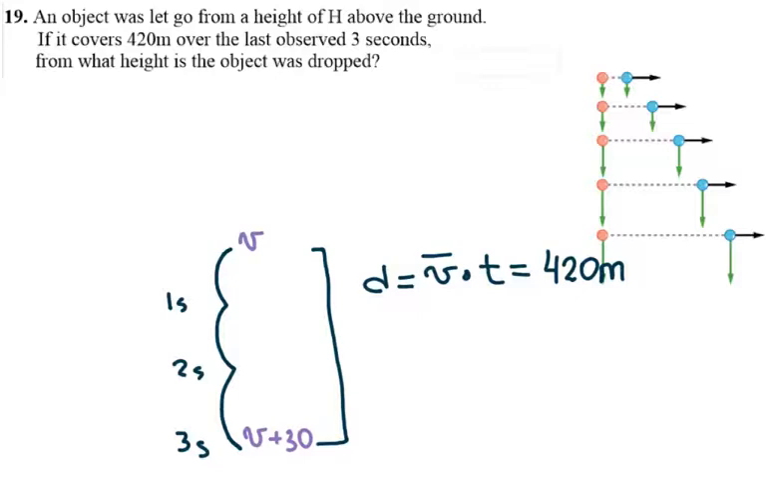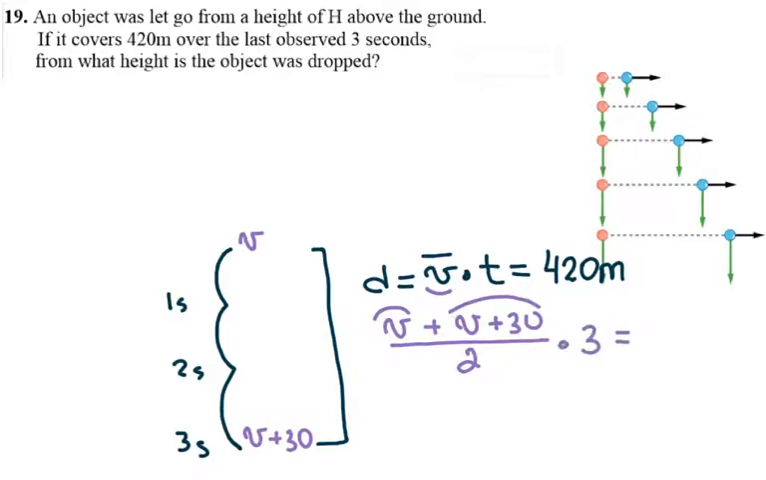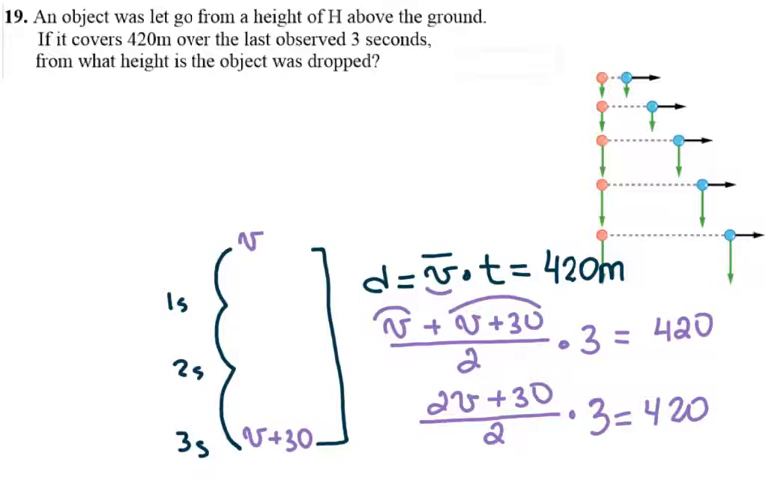Because for free fall, I add 10 meters per second each second. So in 1 second, I add 10, in 2 seconds, I add 20, and in 3 seconds, I add 30. So if I have average velocity, I can say it's the initial velocity, which is v in my case, plus the final velocity, v plus 30, divided by 2. So I have initial velocity plus final velocity, divided by 2, times the time, and the time is 3 seconds, and that is equal to 420. So I'm going to simplify my fraction on the top first. So I have 2v plus 30, divided by 2, times 3, equals 420. And I'm going to rewrite it this way.